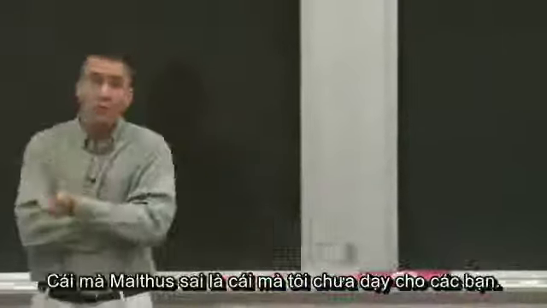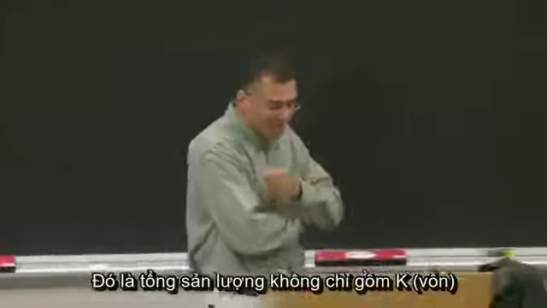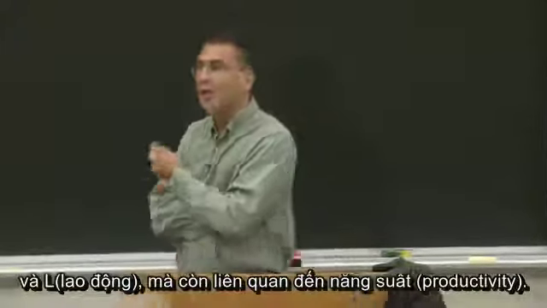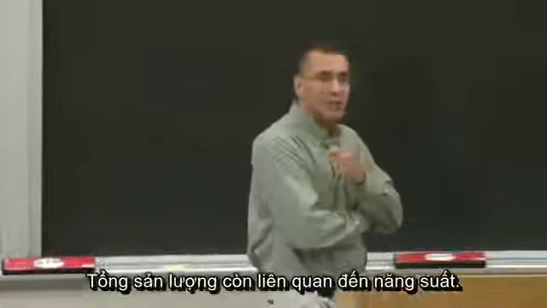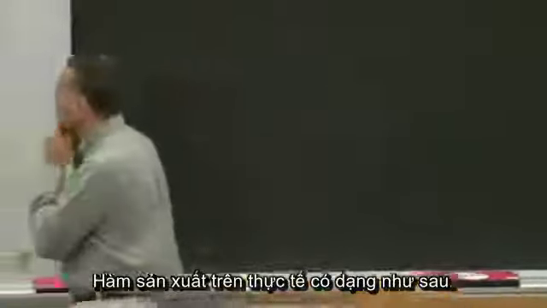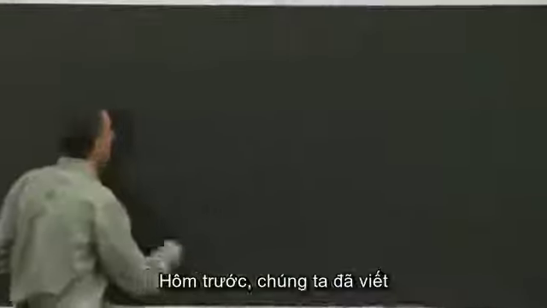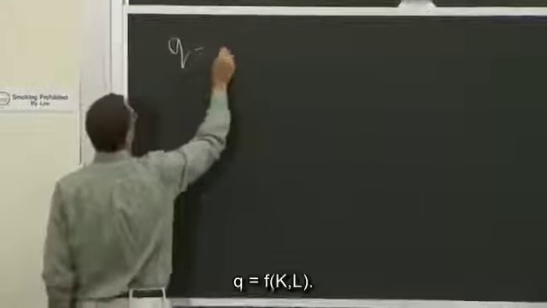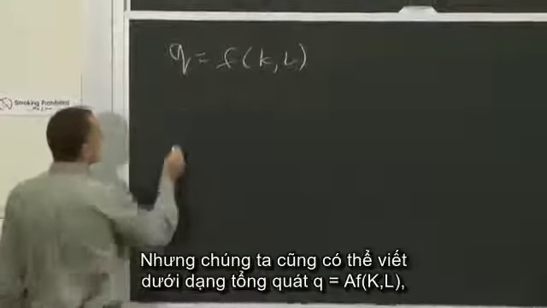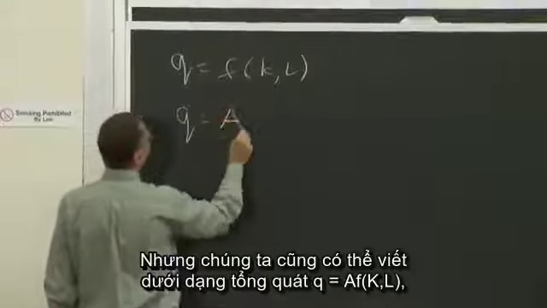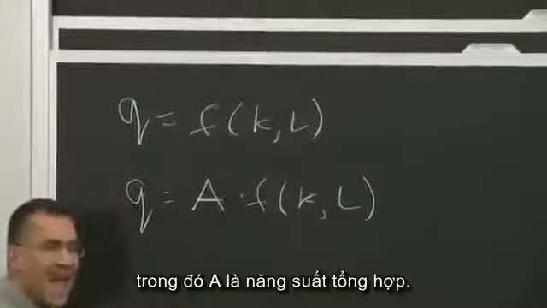What Malthus got wrong is what I haven't taught you yet, which is that aggregate production is not just about K and L, but also about productivity. Okay? It's also about productivity. That the production function, which we wrote last time as Q equals F of K and L, really more generally can be written as Q equals A times F of K and L, where A is aggregate productivity.